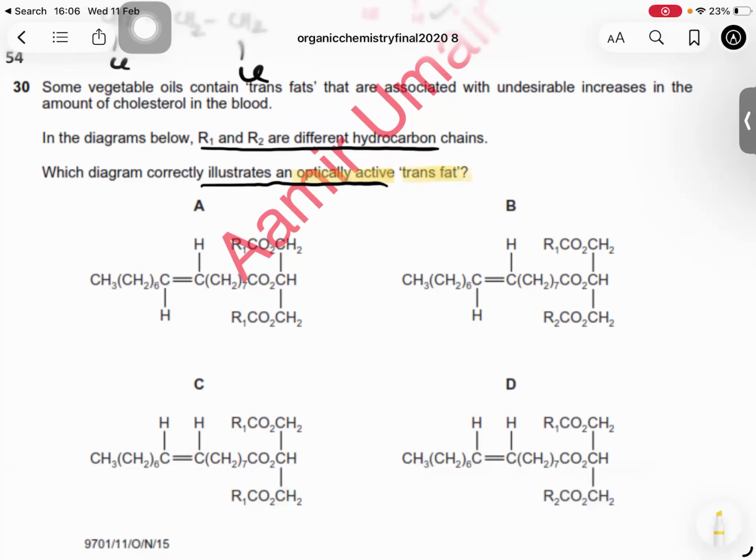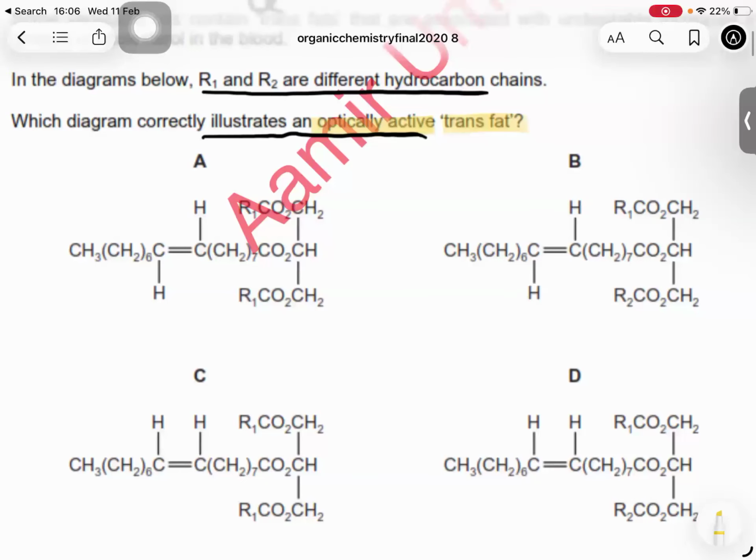Optically active trans fat. ऑप्टिकली एक्टिव क्या मतलब है? ऑप्टिकली एक्टिव अभी मैंने ऊपर बताया, ऑप्टिकली एक्टिव का मतलब है light rotation, यानी उसमें क्या होना चाहिए? और वो किस में होती है, जिनमें कौन सा कार्बन होता है? Yes, so it should have a chiral carbon. तो मैंने बता दिया, cash is withdrawn. So chiral carbon होना चाहिए और ट्रांस फैट है ये. Okay.